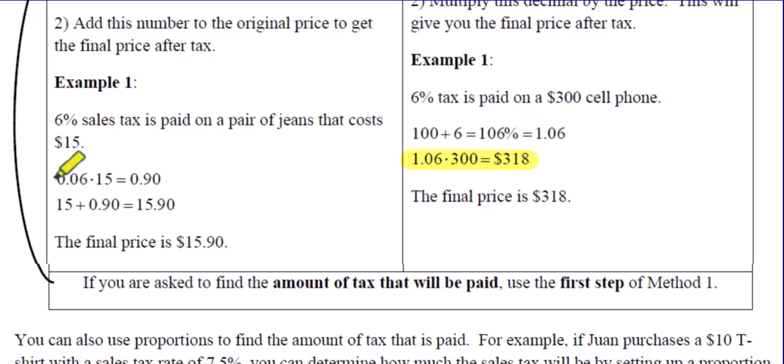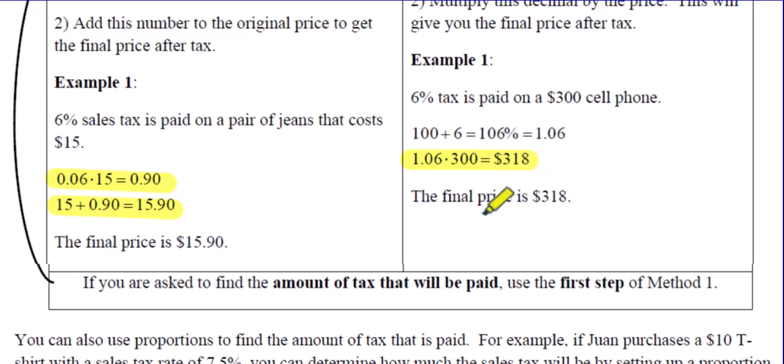However, if you're doing method 1, you have to show both of the steps. And so it's a little bit more work. It can actually be a significant amount more work if you have multiple discounts or different taxes and tips and things that are included. So I do like method 2.